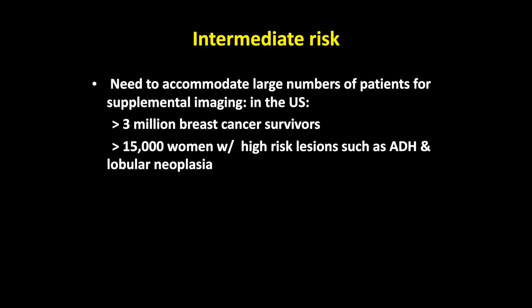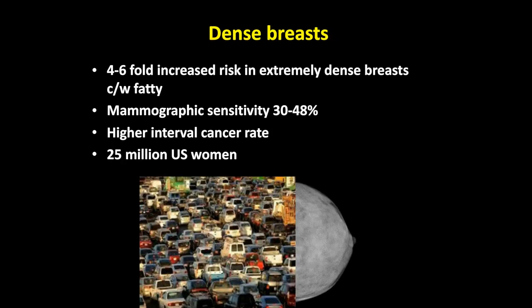There are over 15,000 women who have a diagnosis of a high-risk lesion, such as atypical ductal hyperplasia or lobular neoplasia. And even more significantly, women with dense breasts. As you all know, in 2009, Nancy Cappello started a movement that women who had dense breasts were informed of their breast density and had a suggestion that they might need additional imaging. And this is a two-pronged problem.